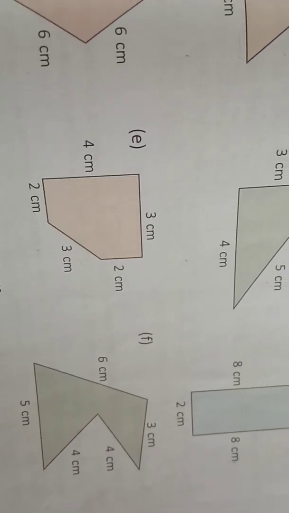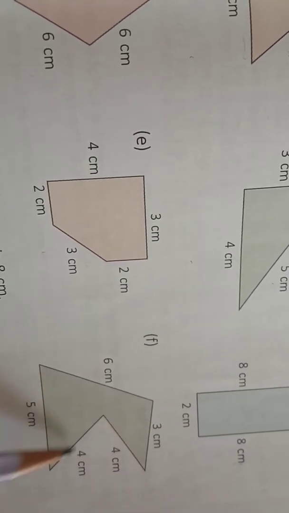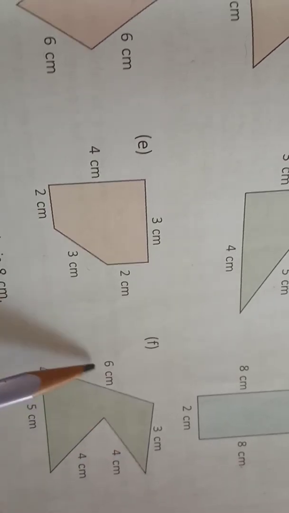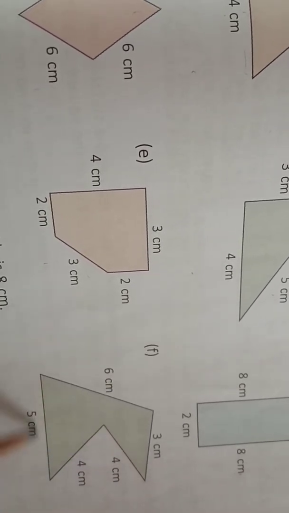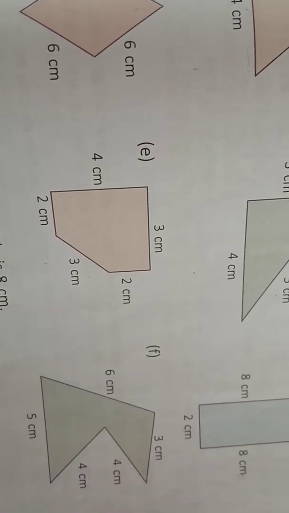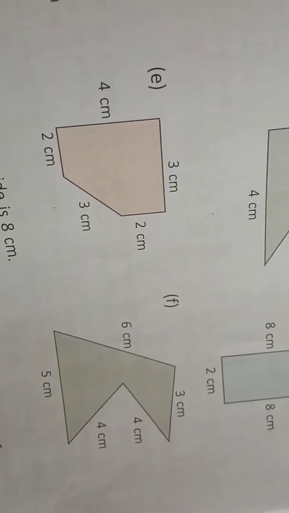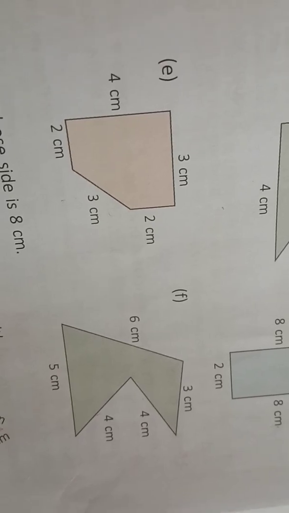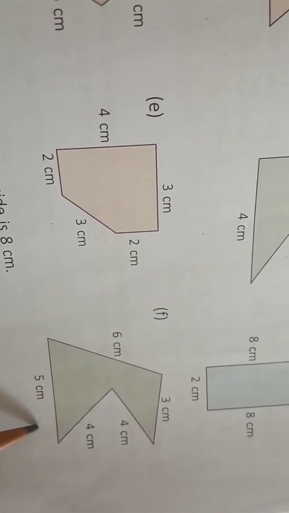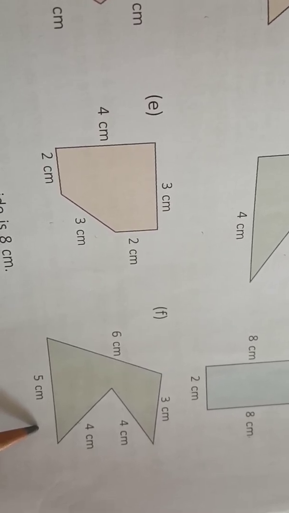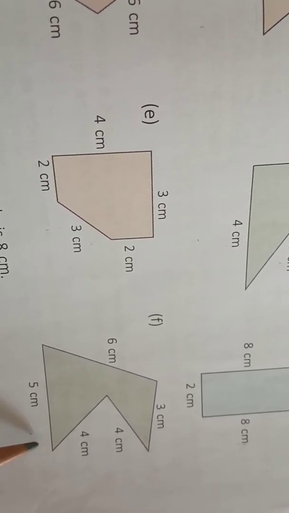Now in the case of F, children, you just add all these sides. So 3 plus 6 plus 5 plus 4 plus 4. All the sides are given. So you just add all the values and then you will find the perimeter of this polygon. So here the perimeter will be 22 centimeter when you do the addition. I hope all of you are getting it.